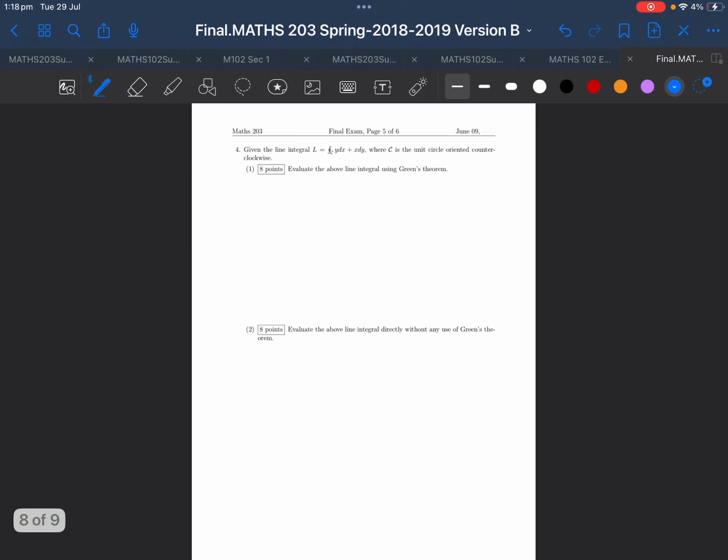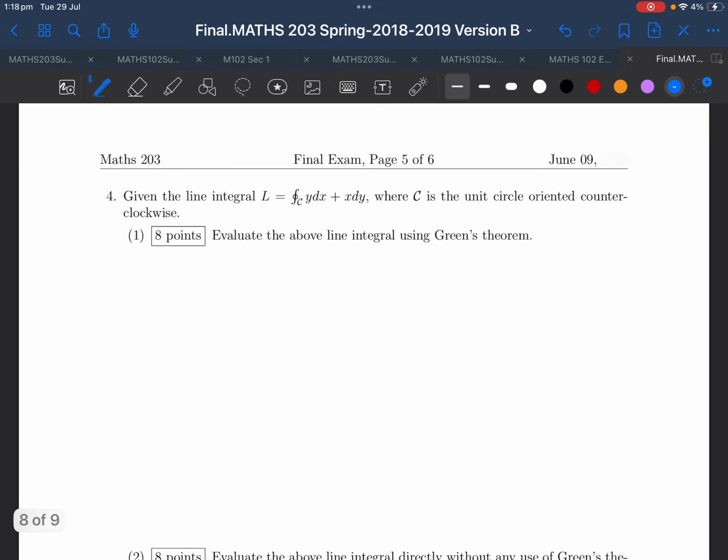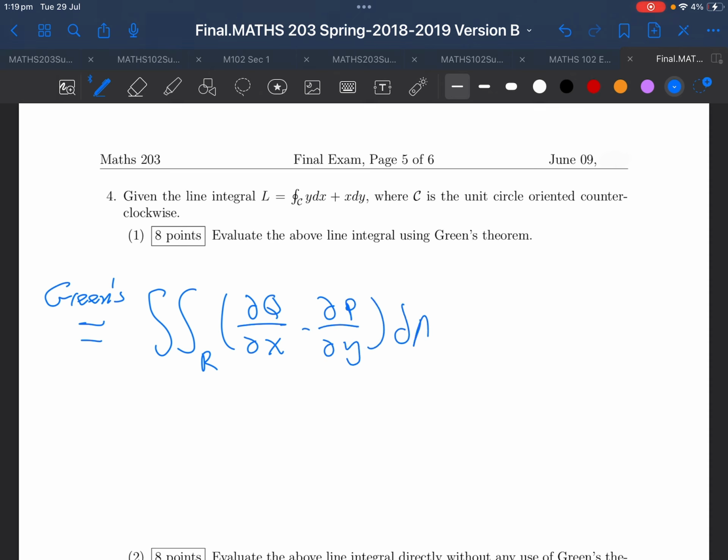Which is one of the questions that we always like, the Green theorem. The question says, evaluate the above integral using Green's theorem. So we just have to write the formula for Green's theorem. In order to use Green's theorem, we need partial Q by partial x minus partial P by partial y. This region is very easy. It's just the unit circle, which has radius 1. But it says oriented counterclockwise, so it will go like this.